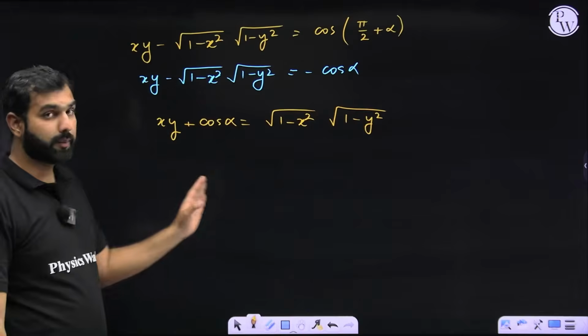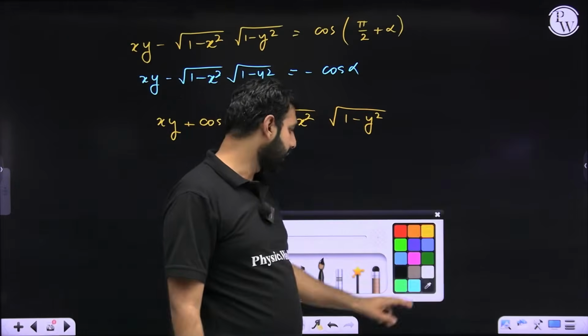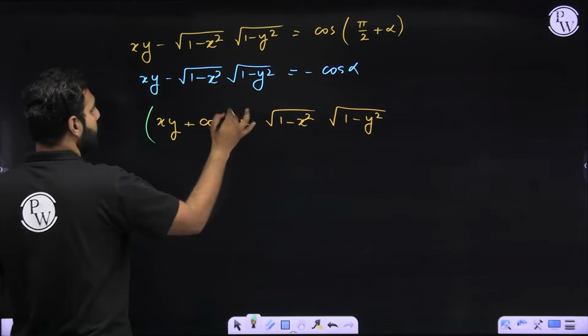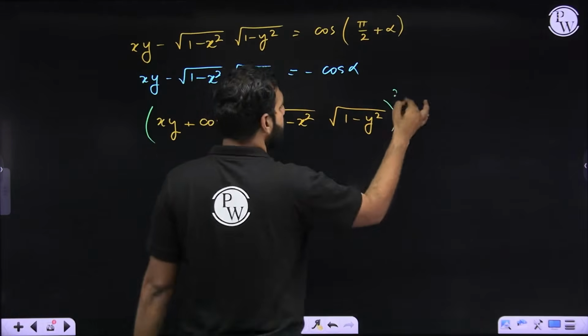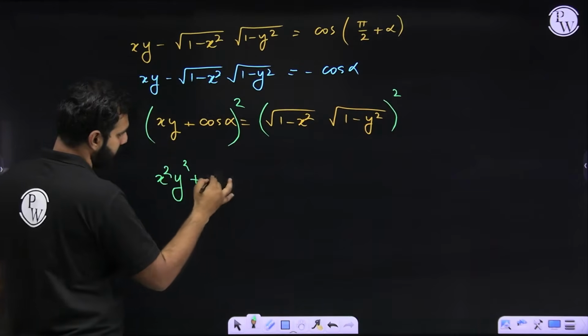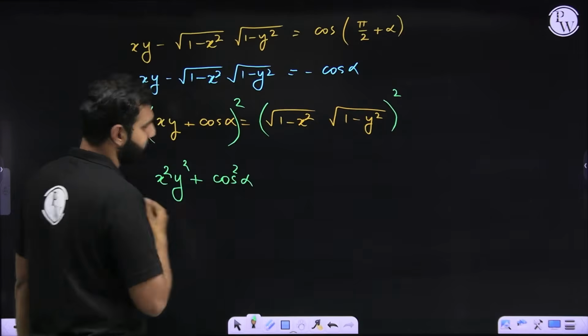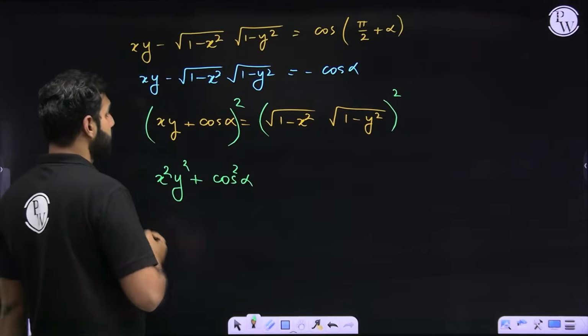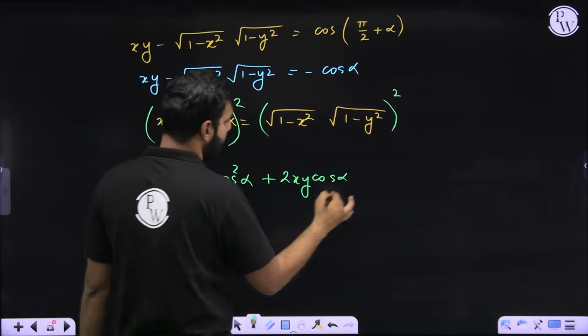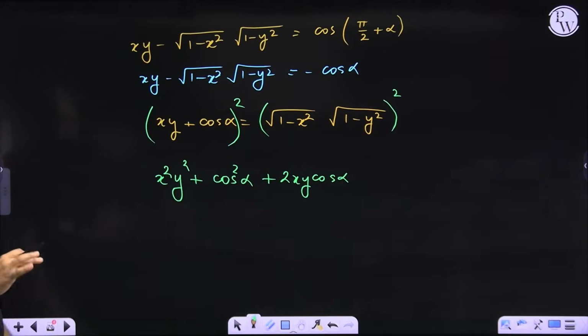Now let me square both these sides. So if I'm squaring both these sides, what result do I get? The result I'm going to get is x square y square plus cos square alpha, I hope you're getting it, plus 2xy cos alpha. I hope you're understanding it. A plus b whole square. There's no doubt on that.